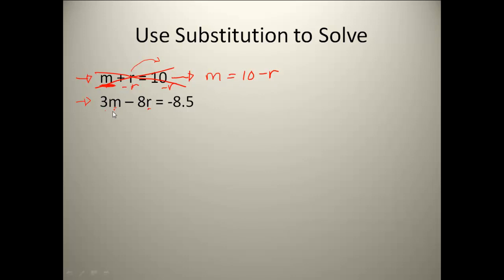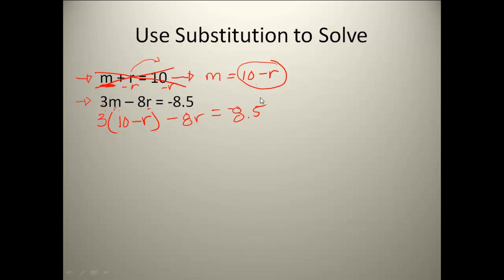Then I'm going to use substitution because now I have this variable isolated. I can replace any m down here in my equation with 10 minus r. So I would have 3, and then instead of m, I'm going to put my 10 minus r. Now it's critical that you use parentheses because it's 3 times m. Well, this whole thing, this 10 minus r, that entire thing is your m, so you have to take 3 times the whole thing. And in order to do that, you have to use those parentheses.